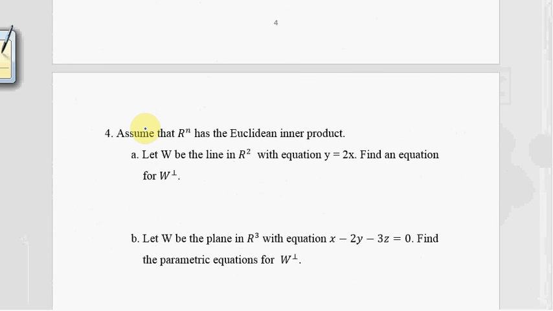Assume that Rn has the Euclidean inner product. Let W be the line in R2 with the equation y equal to 2x. Find an equation for the orthogonal complement. And so we just gave an example of that. So here y would be equal to what?